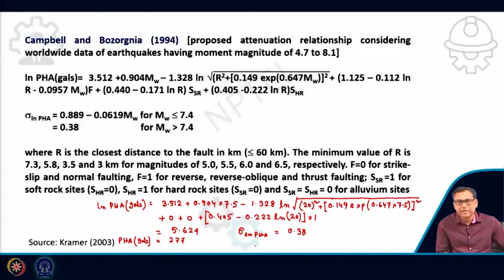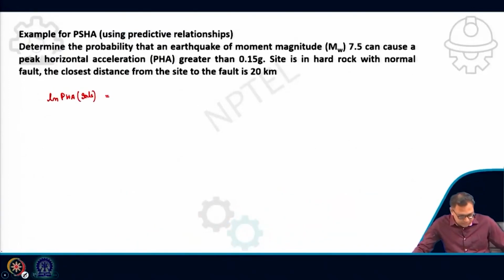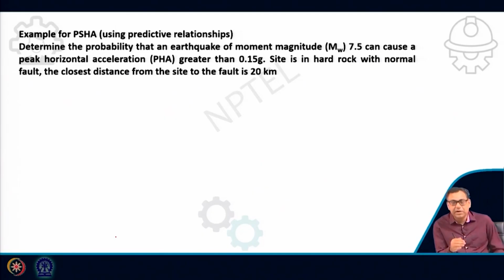So now here I will use the standard deviation part also. Now how will I solve the rest of it? Here, given the probability of an earthquake of moment magnitude 7.5 causing a peak horizontal acceleration greater than 0.15 g, it is a probability concept you have to use. So here I am calculating the standard normal variate.